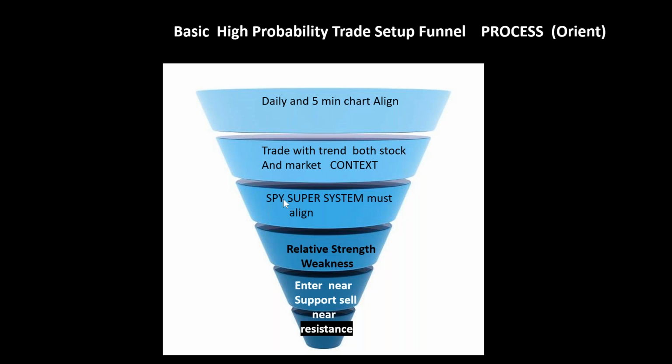All right, and this is just a high probability trade setup funnel. This is the mental process that I go through virtually. When I look at a trade, I look to make sure if I'm going to go long, the daily chart is bullish. If I'm going to go short, the daily chart needs to be bearish. Unless this is just going to be a very quick 5-minute chart trade that I'm only going to be in for a few candlesticks, I need to align my trade with the daily chart. And then I look at the 5-minute chart to get the best entry. You want to trade with the trend, both the stock trend and the market trend, if you can identify it. Sometimes they're choppy and you can't.